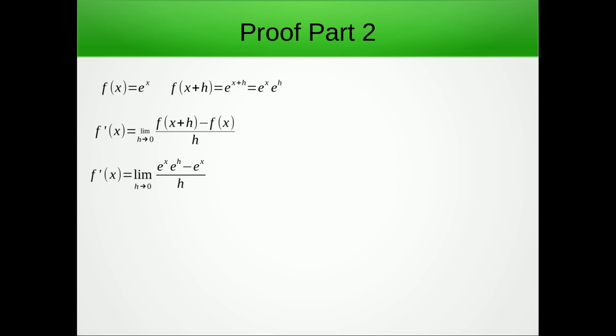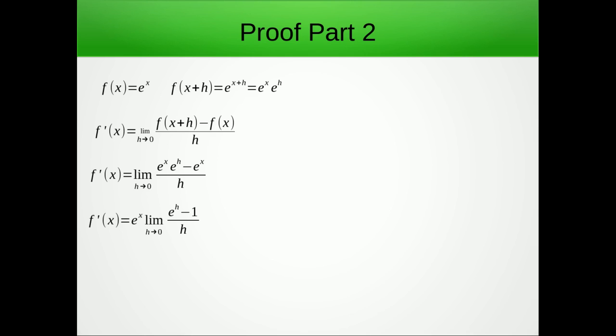Now you'll notice that in the numerator both terms have e to the x, so we can factorise that out, and because e to the x has no h component there, we can take the e to the x right to the front of our limit to get f dash of x equals e to the x times the limit as h tends to 0 of e to the h minus 1 over h.